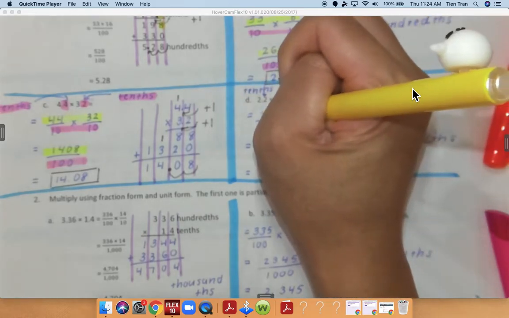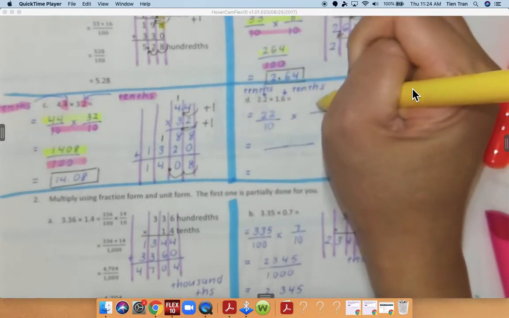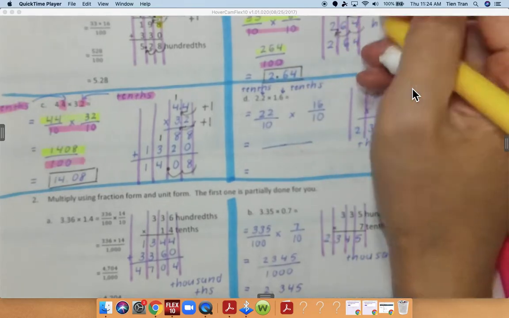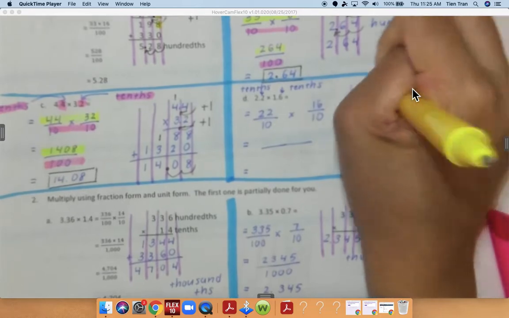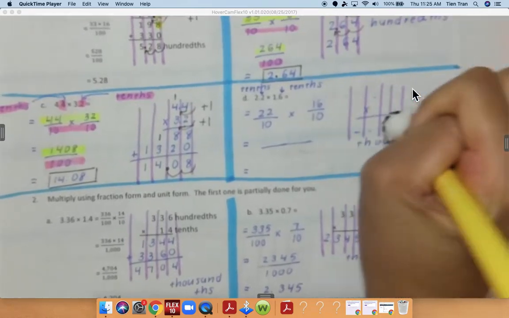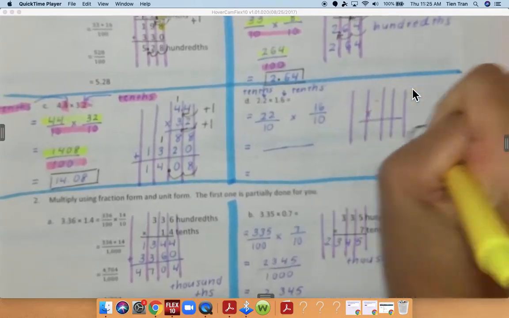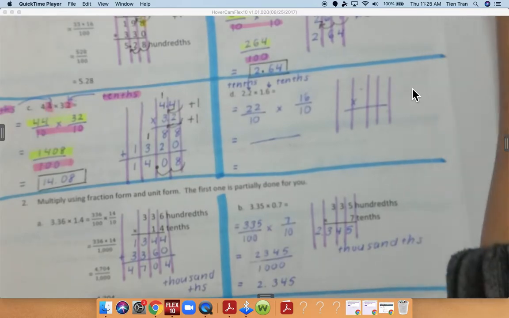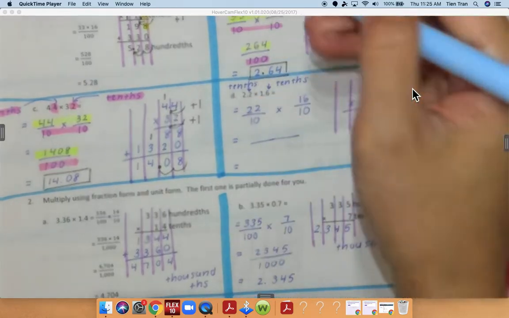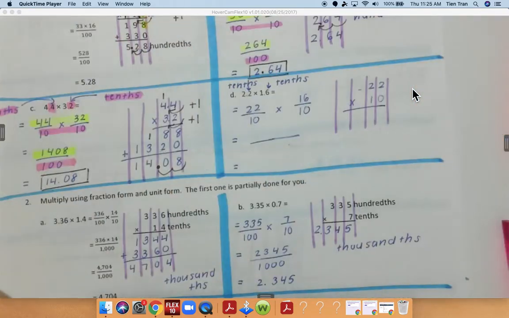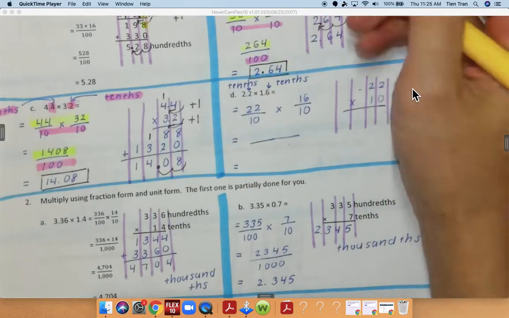So we have 22 tenths and 16 tenths. So I'm multiplying 22 times 10. Let me fix that. So hard to erase pens. So I'm writing down 22 times 10.